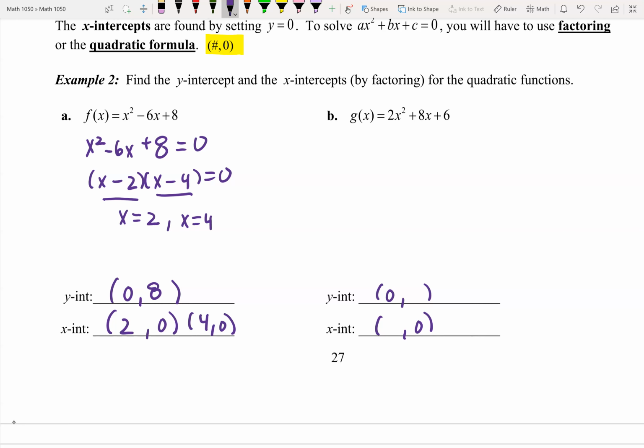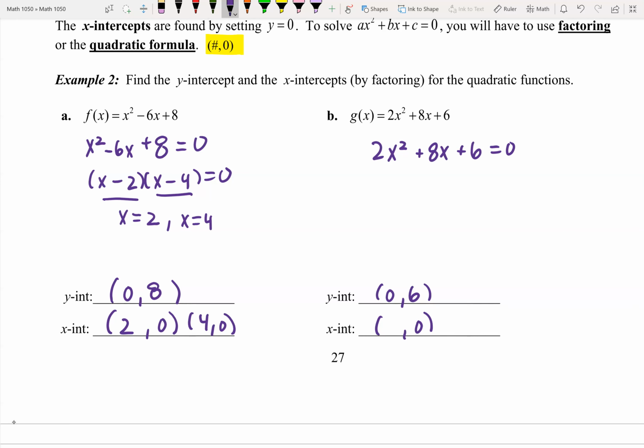Okay, if x is a 0, those go away. I get a 6. I'm done. Nothing to show. To find the x-intercept, I'm going to let y be 0. So I have 2x to the second plus 8x plus 6 equals 0.